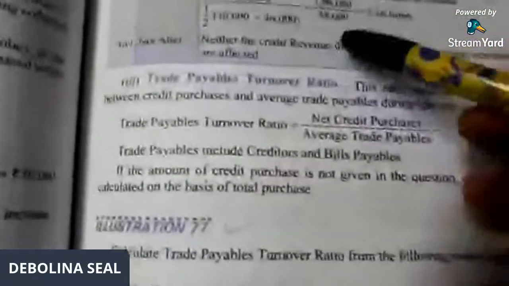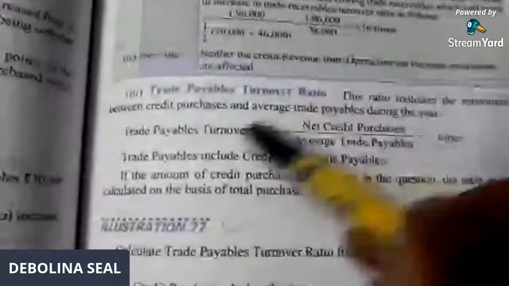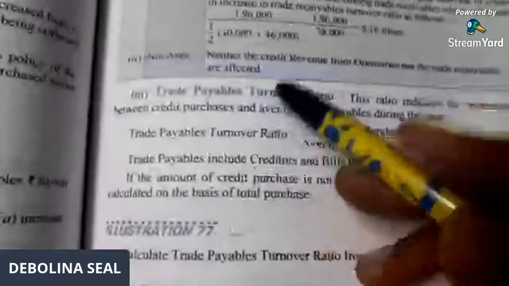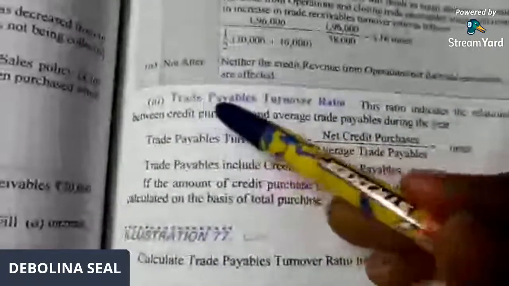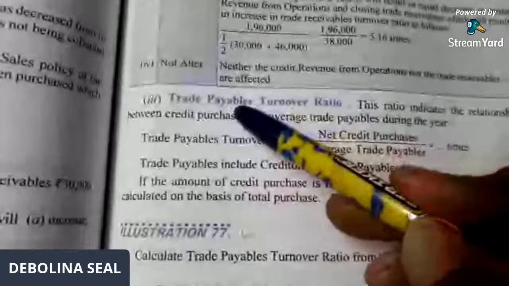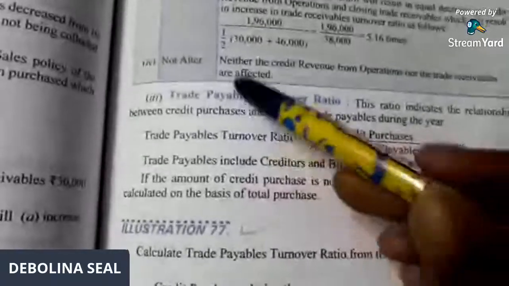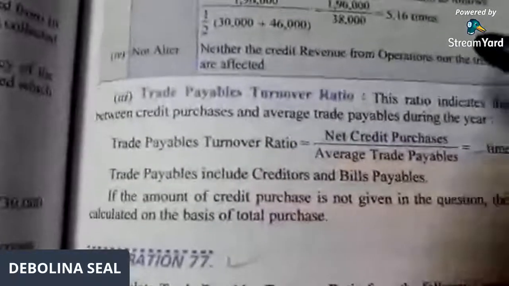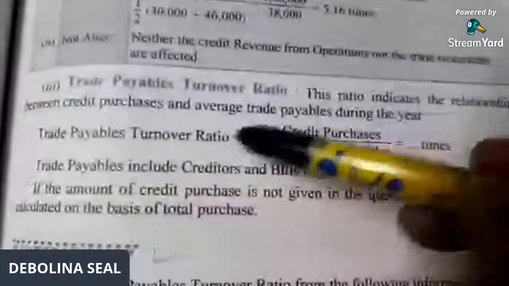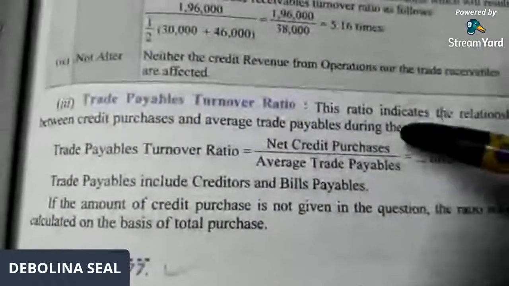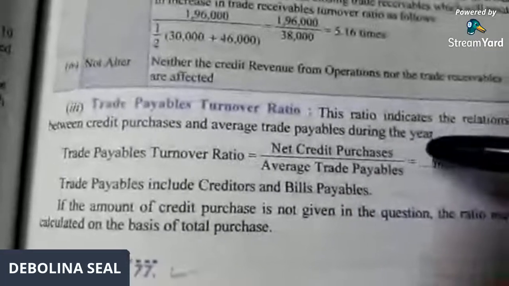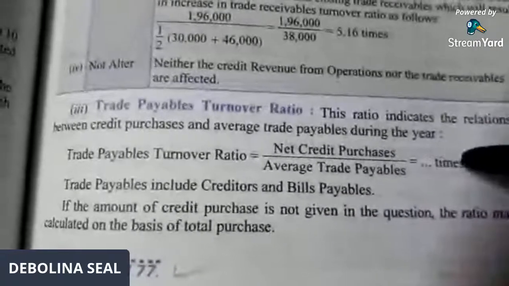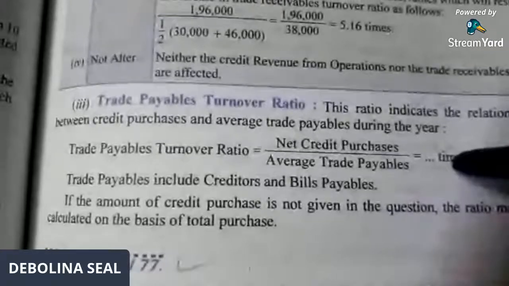Today we are going to start with trade payables turnover ratio. Yesterday we did trade receivables turnover ratio, so this is just the opposite. I had told you trade payables is what? Sundry creditors and bills payable together is known as trade payables. Now, the formula for trade payables turnover ratio is net credit purchases divided by average trade payables, and your answer will be in times.